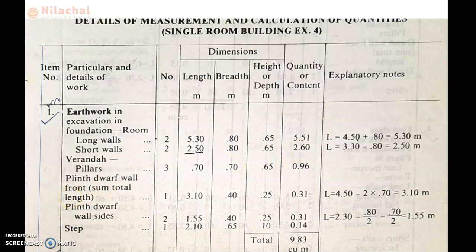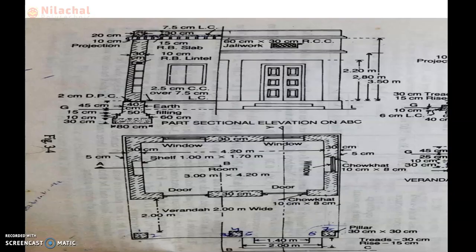Then after that we go through the veranda part. Here the veranda consists of pillars, which are 3 numbers, and the drop wall. So first of all we calculate the pillar. In the veranda cross section, 3 numbers of pillars are provided. This is one number, this is another one, this is another one. Total 3 numbers of pillars are provided.